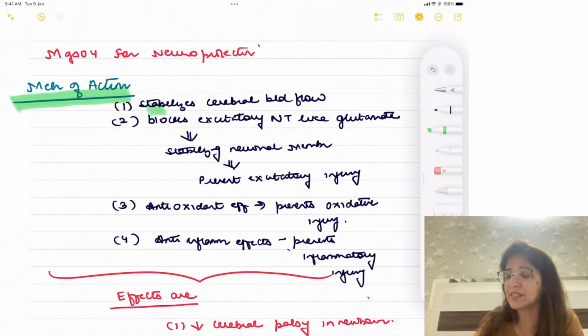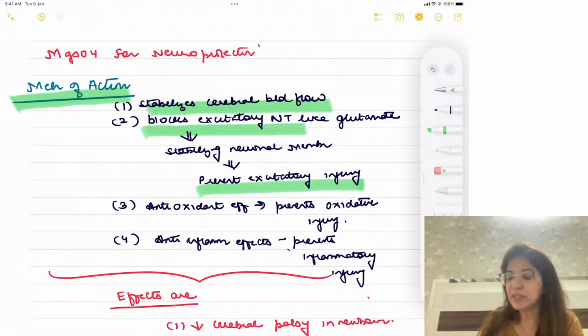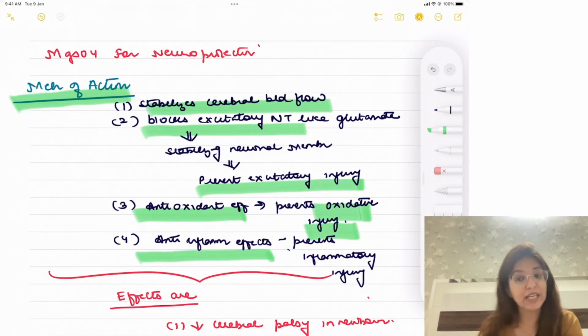It stabilizes cerebral blood flow, number one. Number two, it blocks excitatory neurotransmitters like glutamate, so it is going to prevent any excitatory injury. Number three, it has antioxidant effect, and so it prevents oxidative injury. Number four, it has anti-inflammatory effects, so it prevents inflammatory injury. So these are the four mechanisms by which it is going to act.